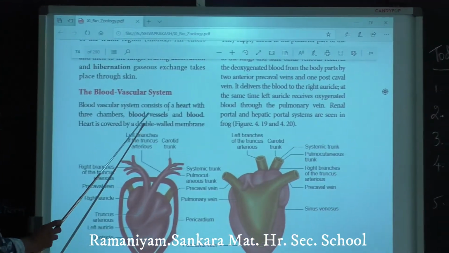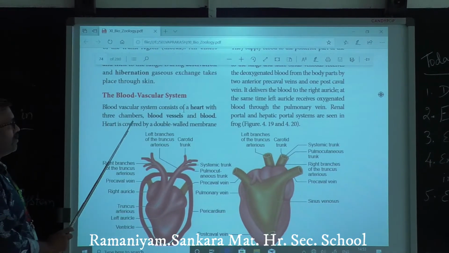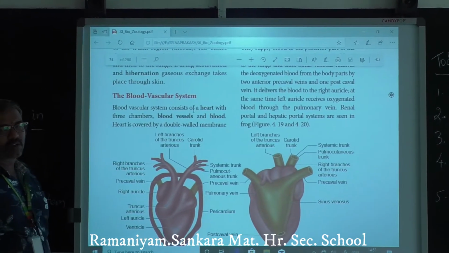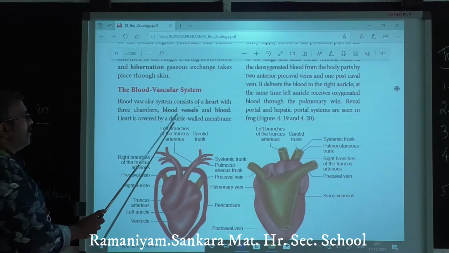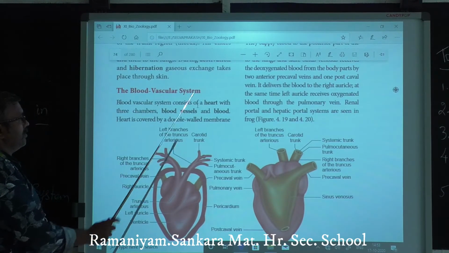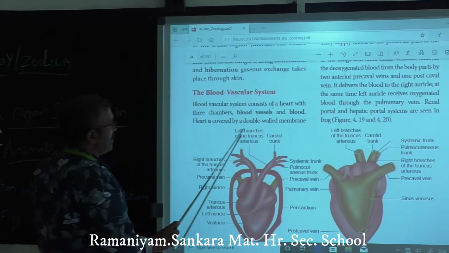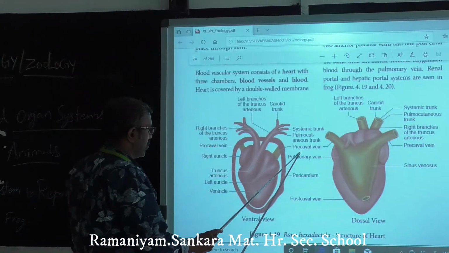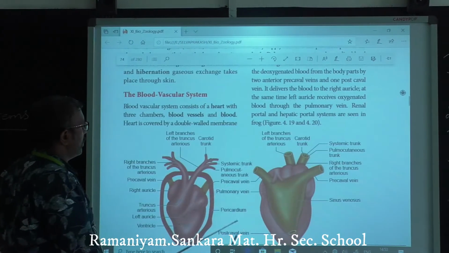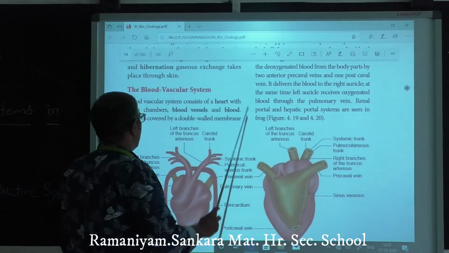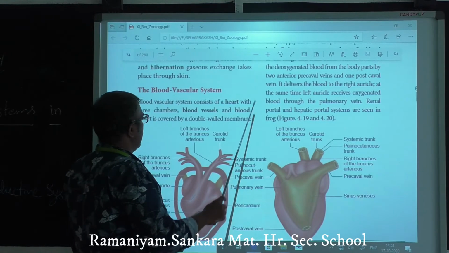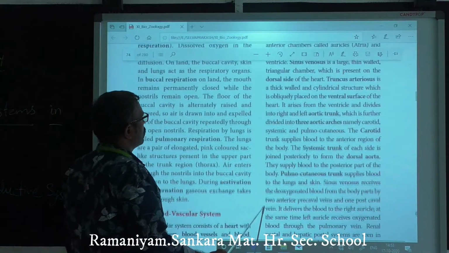The blood vascular system consists of a heart with 3 chambers. So the frog heart has 3 chambers. Blood vessels and blood are also in the blood vascular system. The heart is covered by a double walled membrane, which is called the pericardium.